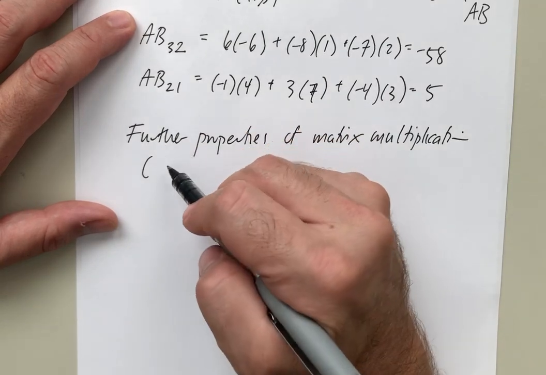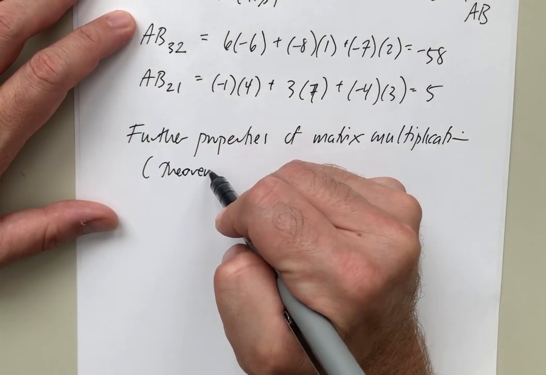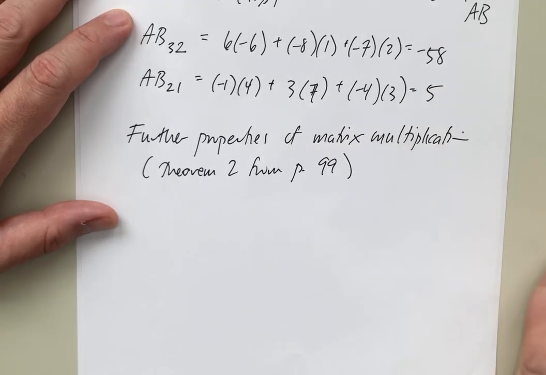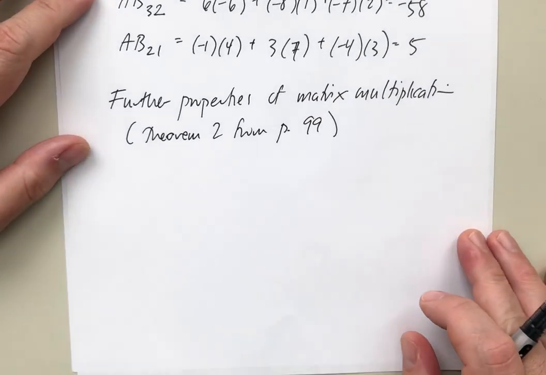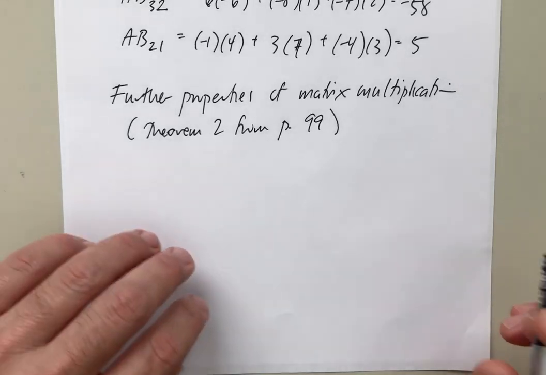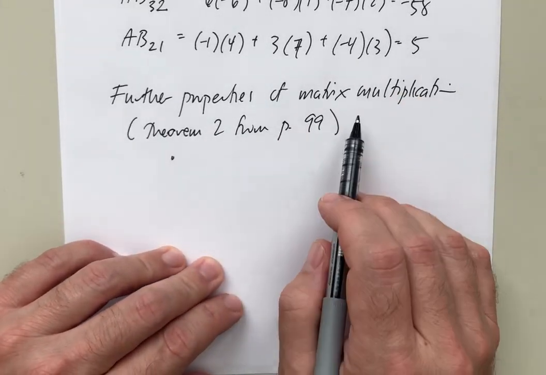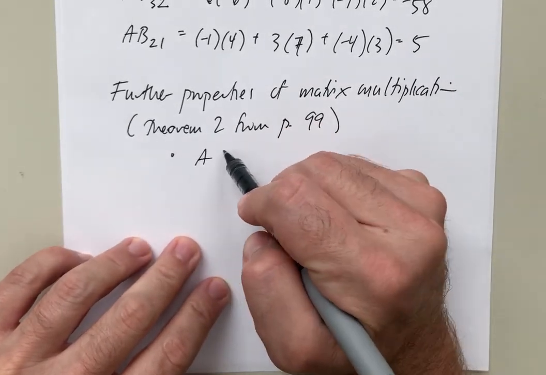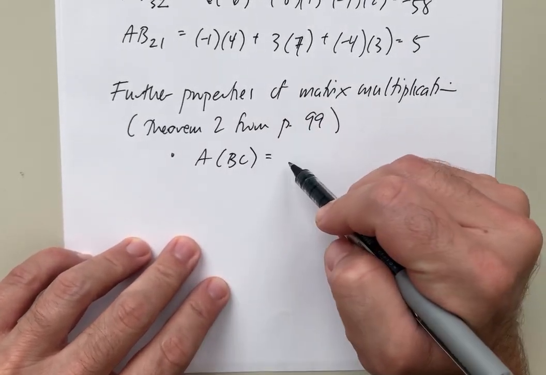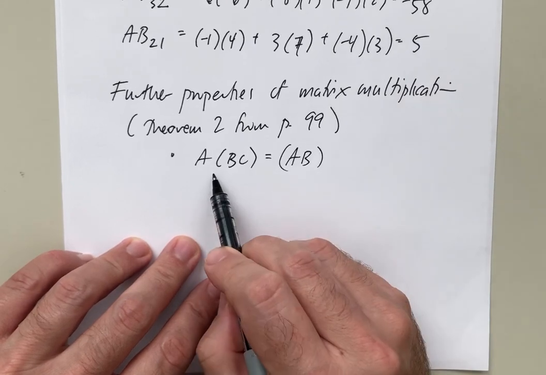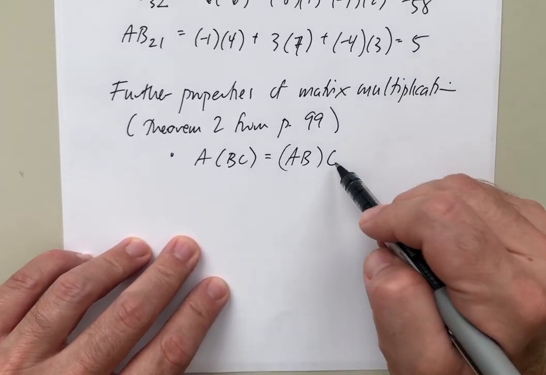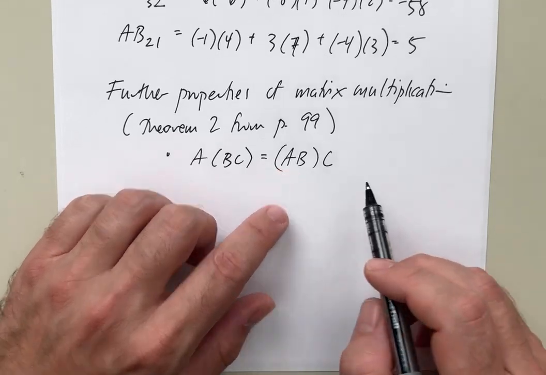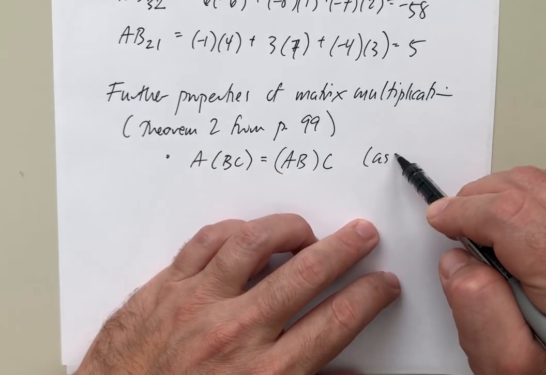Again, I'm not going to list them all here, but this is theorem 2 from page 99 of your text. I'm going to write these out without being too precise, but matrix multiplication satisfies many things that are familiar from our usual arithmetic. For instance, there's associativity: if I take A times the product BC, that's the same as the product AB times C. This is sometimes called associativity.